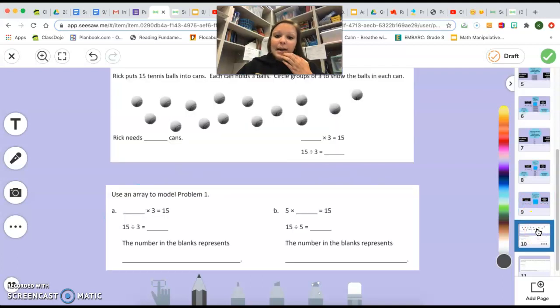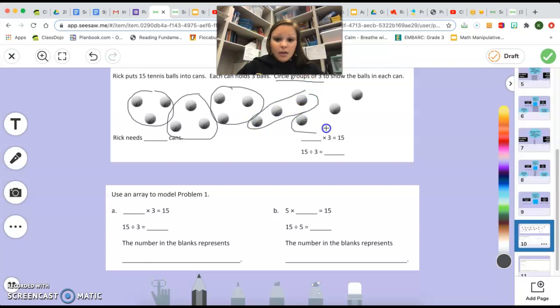So let's look at our problem set. It says Rick puts 15 tennis balls into cans. Each can holds 3 balls. Circle the groups of 3 to show the balls in each can. It tells me I need to circle the groups of 3. I'm not making 3 groups, I'm making groups of 3. So there's 3, there's 3, there's 3, there's 3, and there's 3.